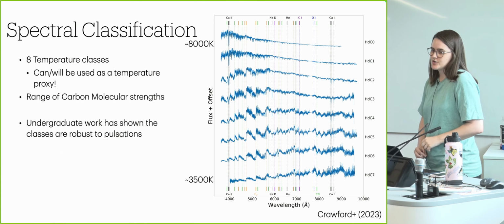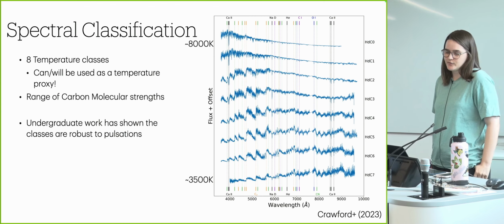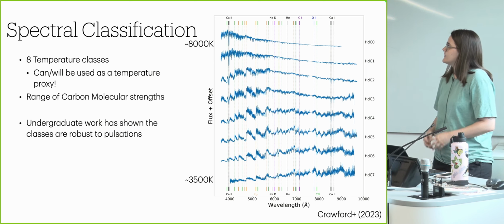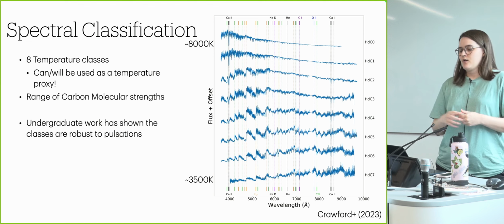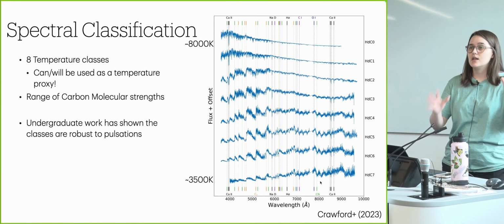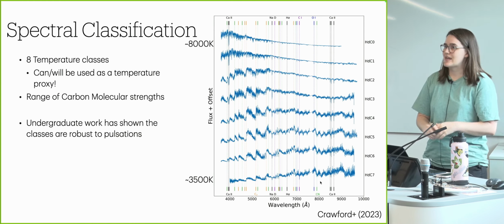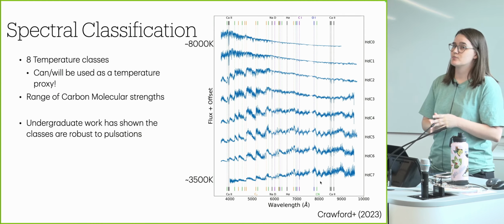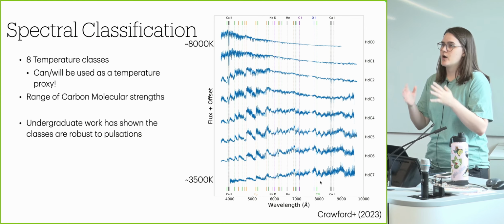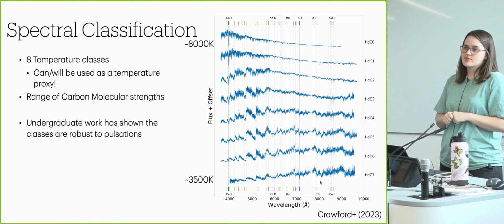One of the final things that I want to mention, just as a review of these stars, is that it's really hard to measure the temperatures of these stars because we have really bad atmospheres, and so doing spectroscopy is a little bit difficult. So what we've done instead is a spectral classification system with eight temperature classes here, where you can see the warm ones at the top and the cold ones at the bottom, and they have a very lovely distribution of spectral appearances. Throughout the talk we will be using these as a temperature proxy, which has been really helpful for studying them and has really opened the doors for us to do a lot more analysis of these. This spectral classification system also has a range of carbon molecular strengths.